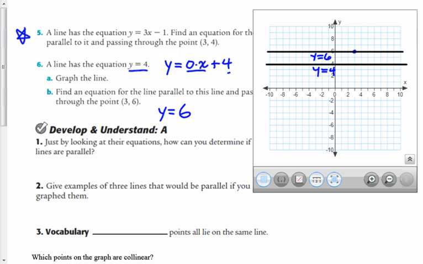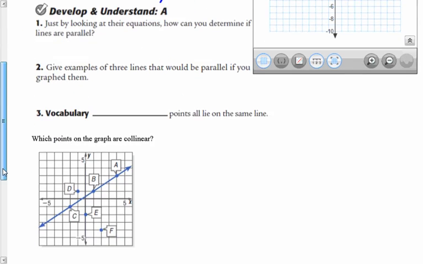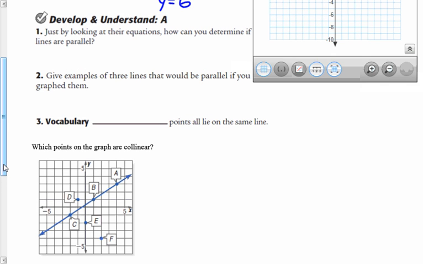All right. Okay, we're going to do one more problem, but that would be on right here, develop and understand A. Get this out of the way.